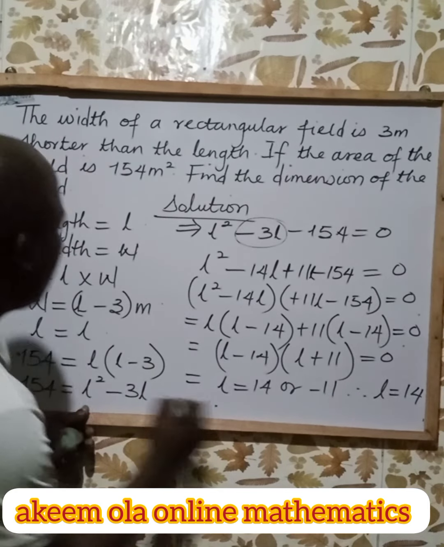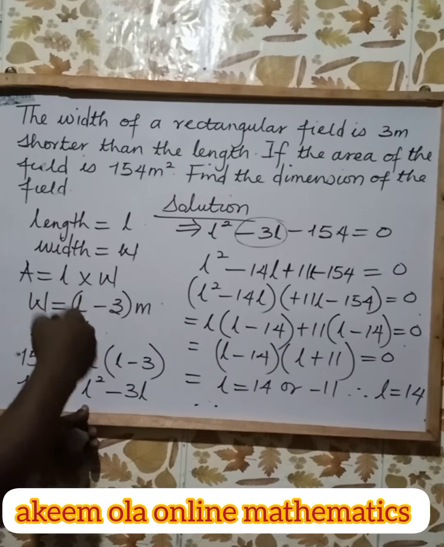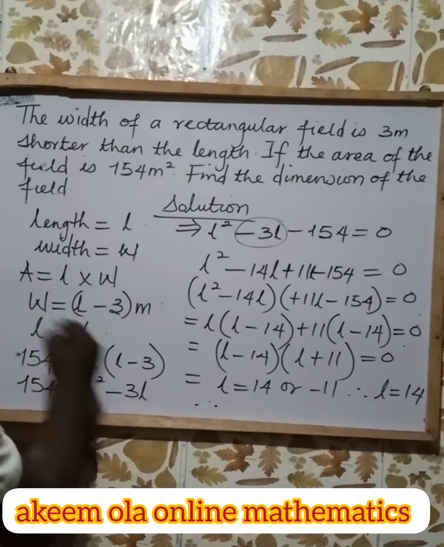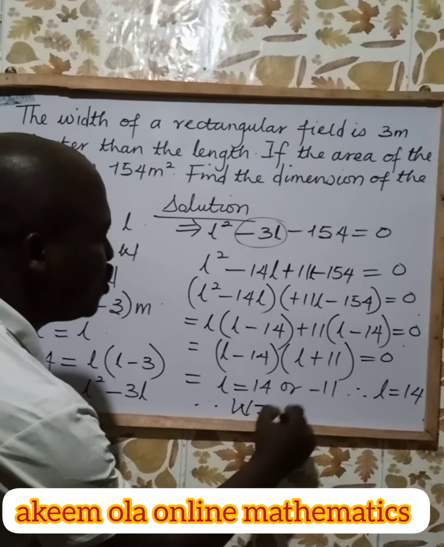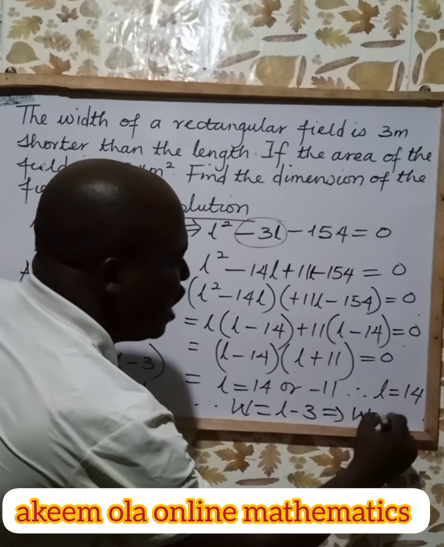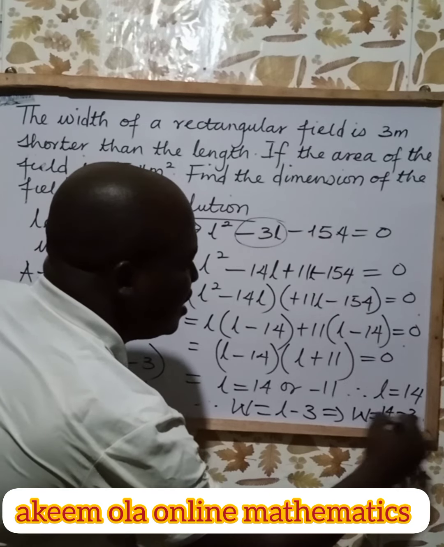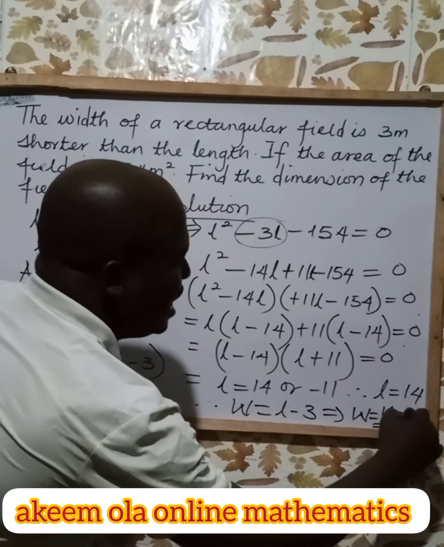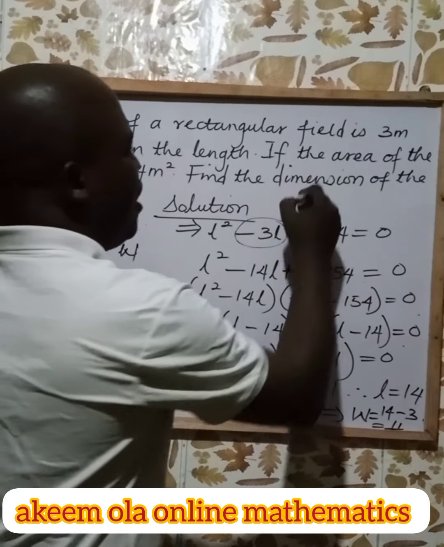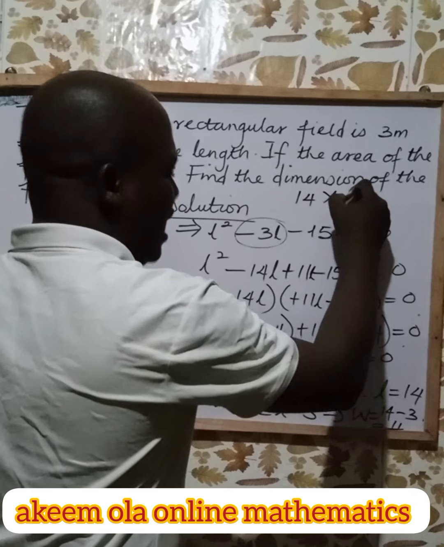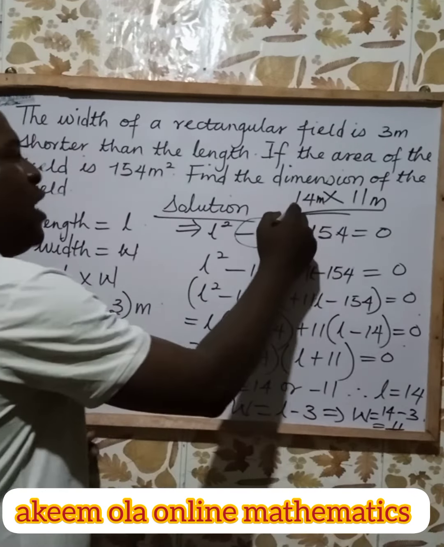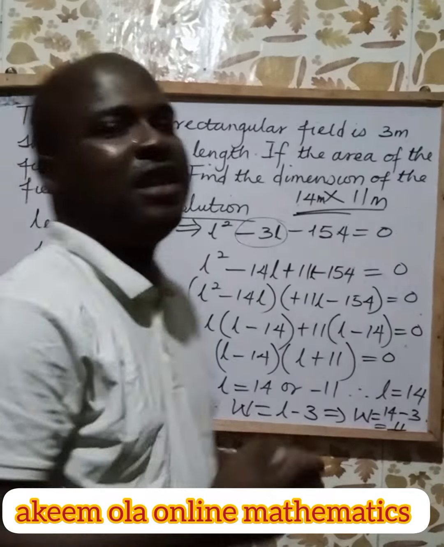So therefore we consider equation 1. If you consider equation 1, where we have our width is equal to L minus 3, this implies our width will now be 14 minus 3. That means our width will now be 11. So the dimension of the field will now be 14 by 11 meters. This is the length value and this one is the breadth value.